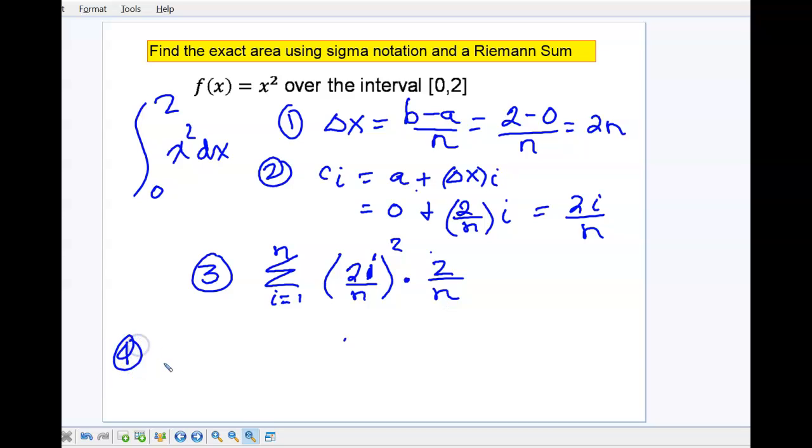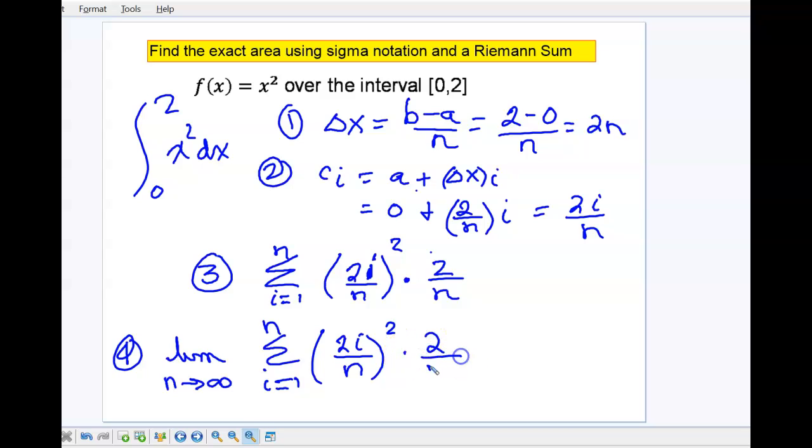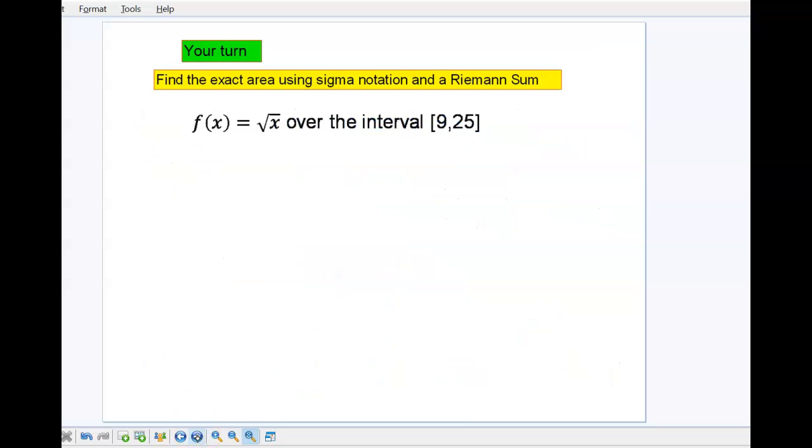And then the 4th step, I'm going to find the exact area by incorporating a limit. So it's the limit as n approaches infinity of what I had written in step 3. And there would be your final answer. So this would equal the integral from 0 to 2 of x squared dx. Okay, I want you to pause the video and give this next one a try.